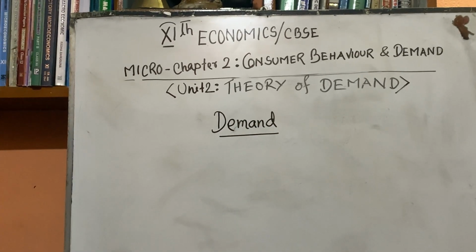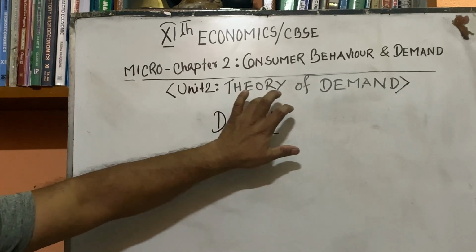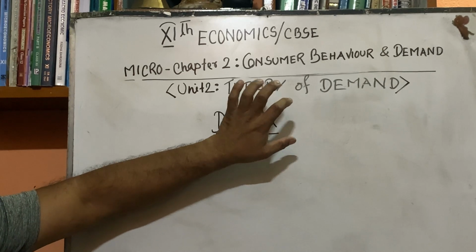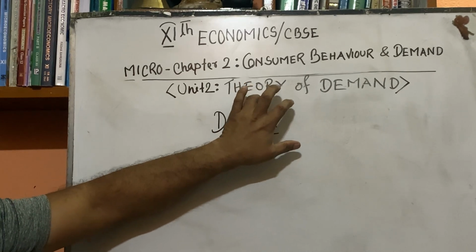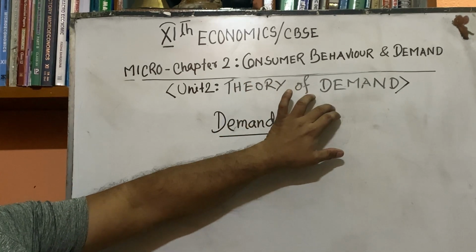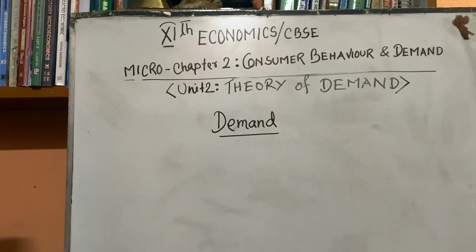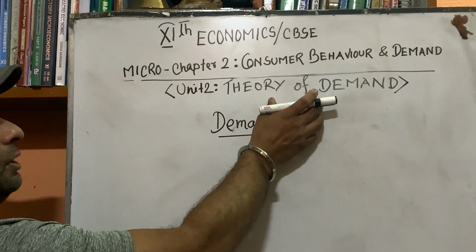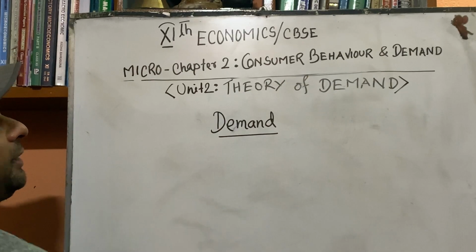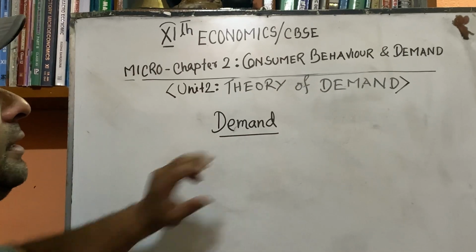Another important thing regarding the theory of demand, you will get another chapter, Theory of Supply, in the third chapter of Micro. Both the chapters are almost the same. Only the change is just opposite. In Theory of Supply, all the points are the same, just opposite of demand. Okay, now start with the demand.